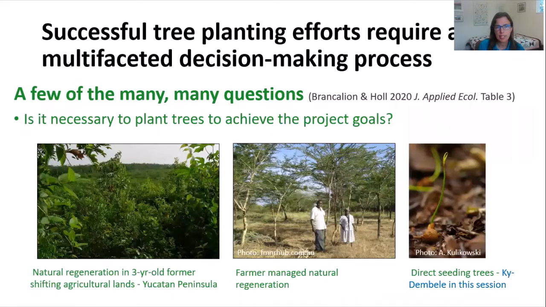First, is it necessary to plant trees to achieve the project goals? In a number of cases, forests on lands that haven't been used heavily for agriculture may regenerate quickly. We know that farmer-managed regeneration can be a really cost-effective way to manage trees in some agricultural lands, or maybe direct seeding species that don't disperse naturally because of large seeds can also be a cost-effective way. So we really need to think about whether we need to plant those trees actively, or whether we can use some sort of natural regeneration or assisted regeneration strategy that's often much more cost-effective.